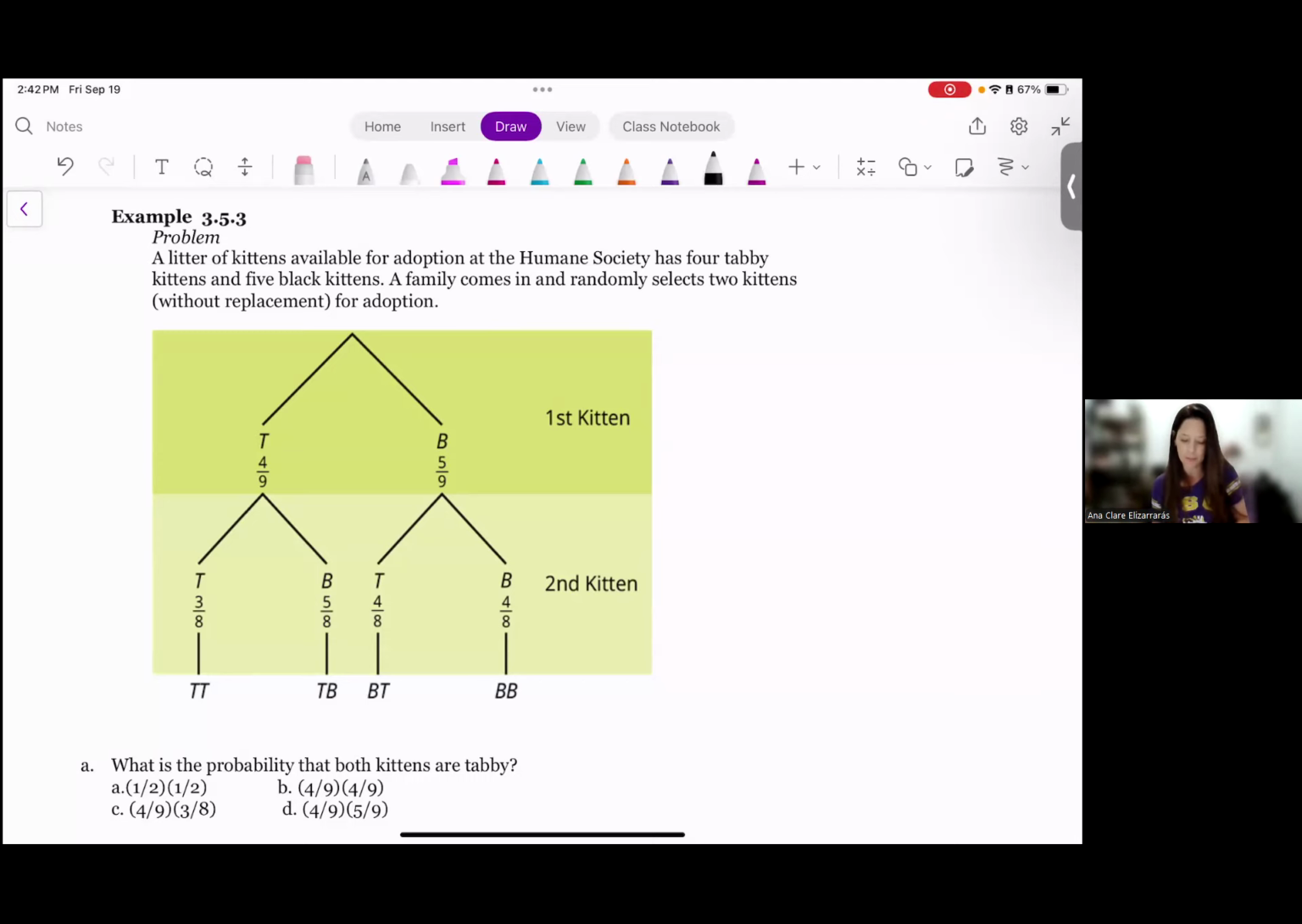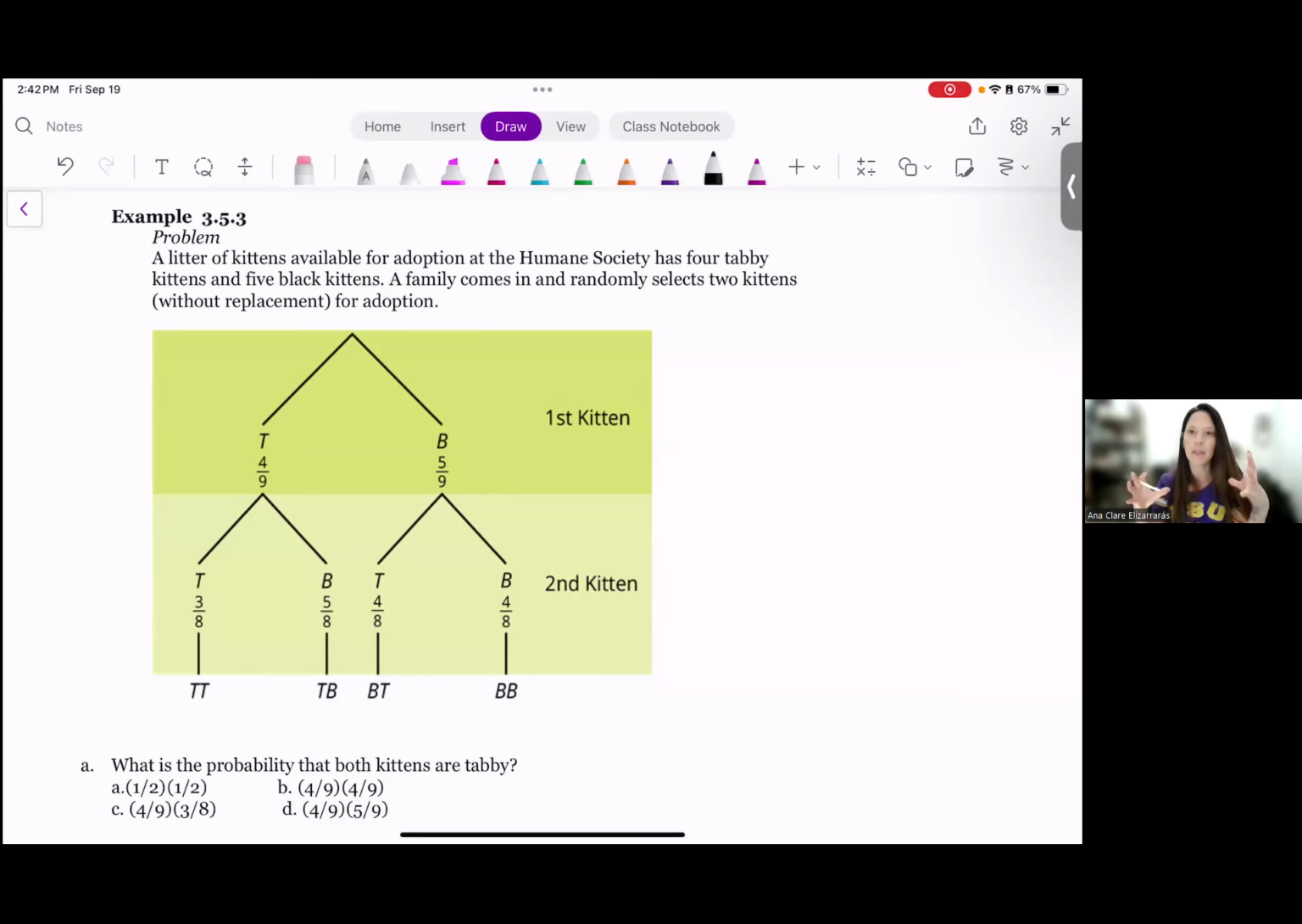We have frequencies given in fraction form, and we're going to use these to determine some probabilities. A litter of kittens available for adoption at the Humane Society has 4 tabbies and 5 black. The family comes in and randomly selects 2 kittens for adoption. They're not going to take a kitten and give it back. They're going to take a kitten and then take another one. So once they've selected one, there's not as many kittens to choose from, okay?